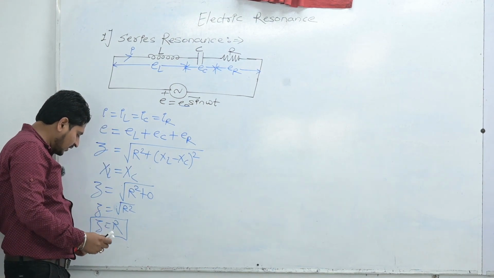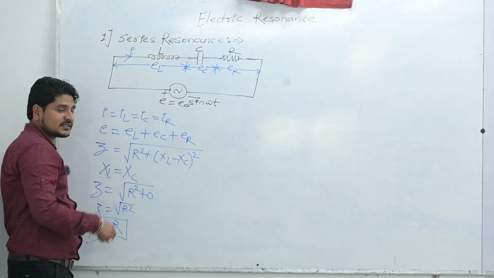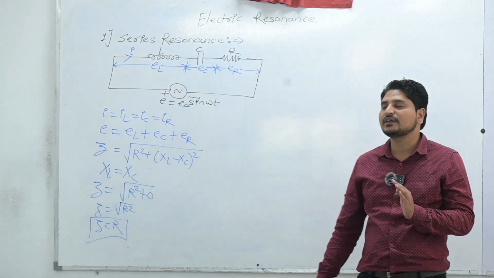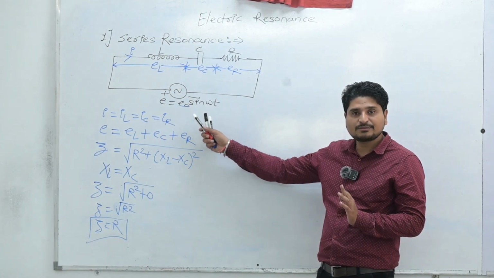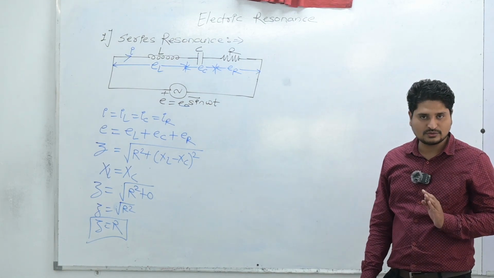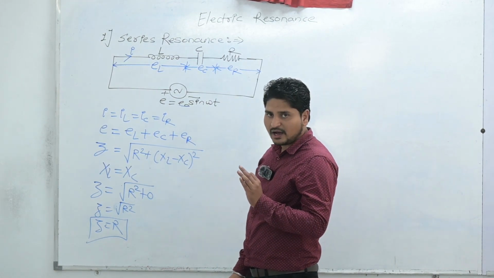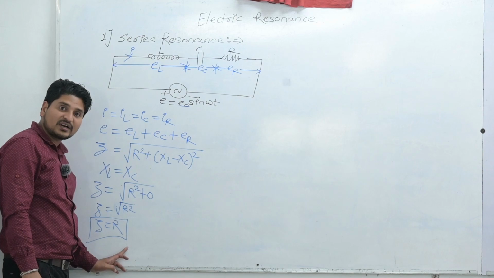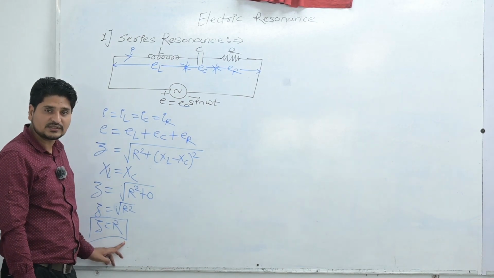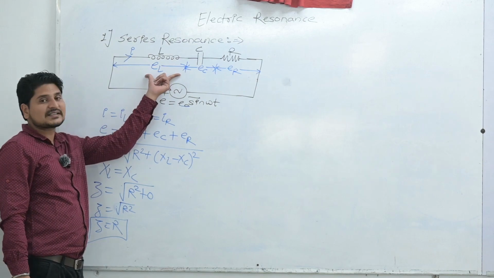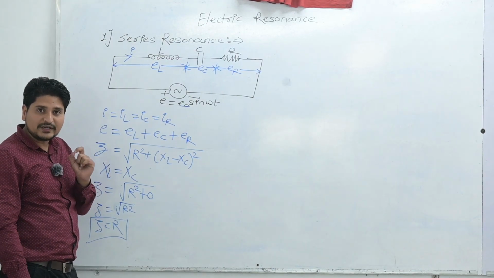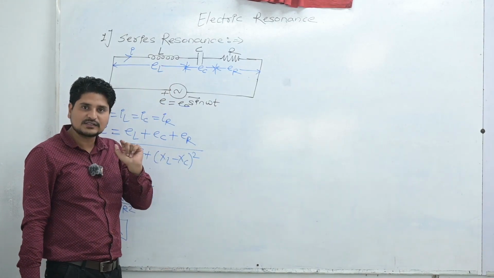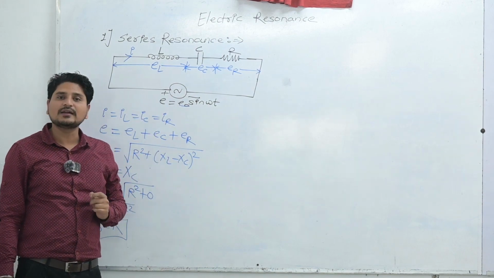So Z is equal to R. The meaning of Z equal to R is that this circuit acts as a purely resistive circuit. And when this circuit acts as a purely resistive circuit, the phase difference between EMF and current is zero. So EMF and current are in the same phase, because the value of impedance is equal to your resistance. Then this circuit acts as a purely resistive circuit, and the phase difference for the resistance is that EMF and current are in the same phase.